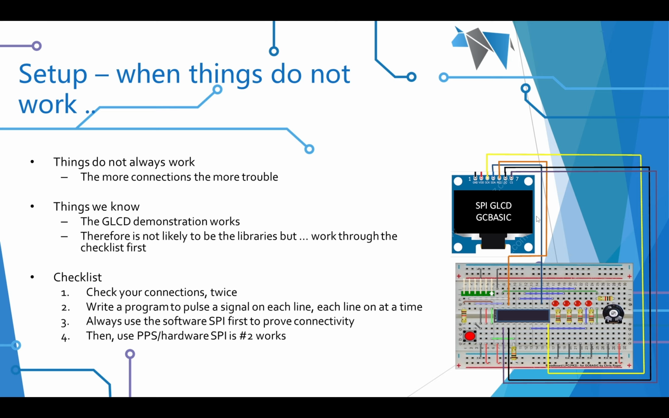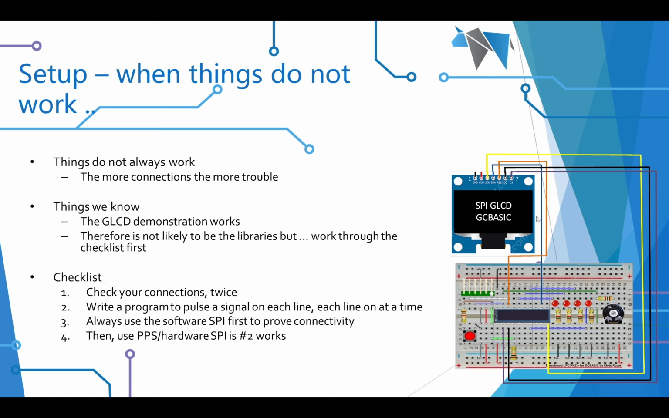There are things we do know. We know that the GLCD driver works. We have lots of demonstrations and we know it works. So don't be looking and going, oh, it's that, because it's probably not that. It's not likely to be the libraries, because you have to work through the checklist first. So go back and check your connections. Write a program that pulses a signal on each of the lines. So that's clock, data, reset, CS, and DC lines. Put a clock on it and make sure that it's actually got a signal on it.